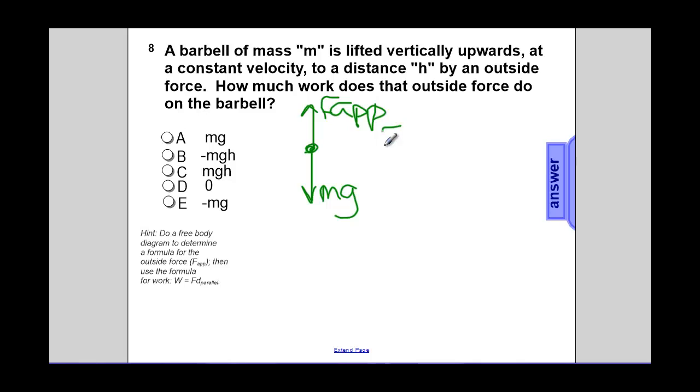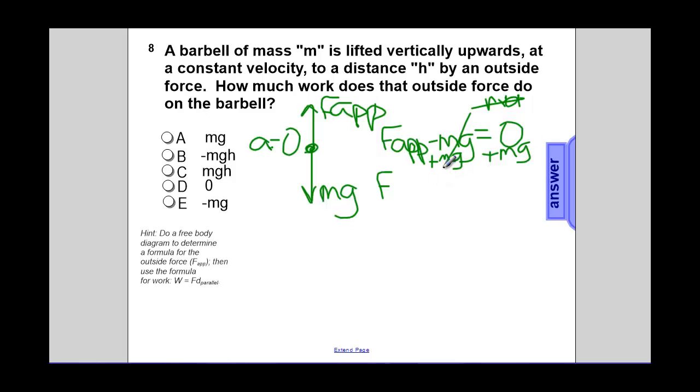Okay, so if we made it force applied minus mg, because that's positive and that's negative, equals, if we look, our A, if it's constant velocity, our A is 0. So that means it equals 0, because MA, anything times 0 is going to be 0. So now to get force by itself, we would add mg to both sides. So now our force applied equals mg.